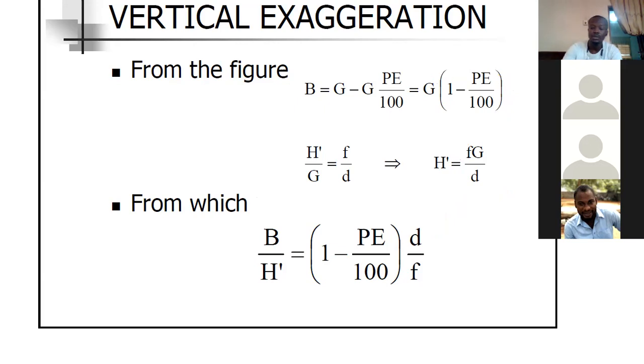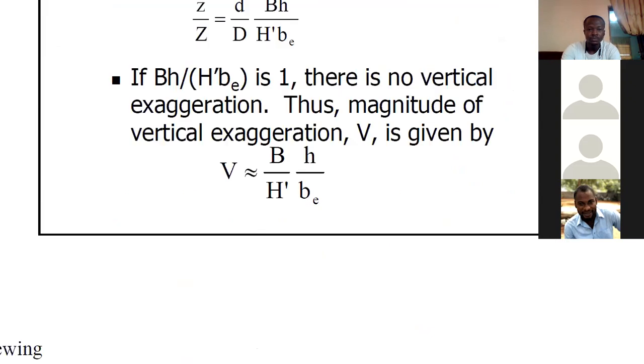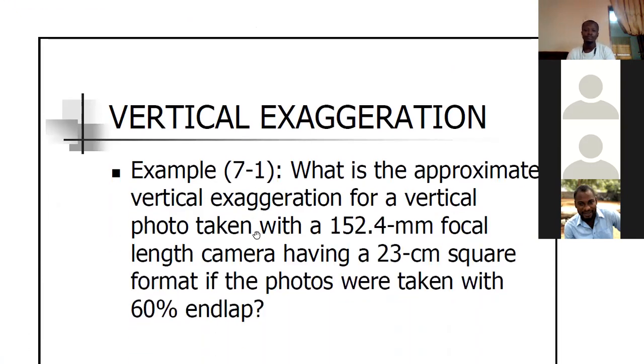All right. Why are we interested in B over H? Because the vertical exaggeration formula is B over H times H over BE. BE is the distance between your eyes, and H is your viewing distance. We cannot always calculate that, and it depends on the individual. Whilst B over H now becomes the only thing that cannot easily be found, we've now found an expression for it. So how do you work an example like this?